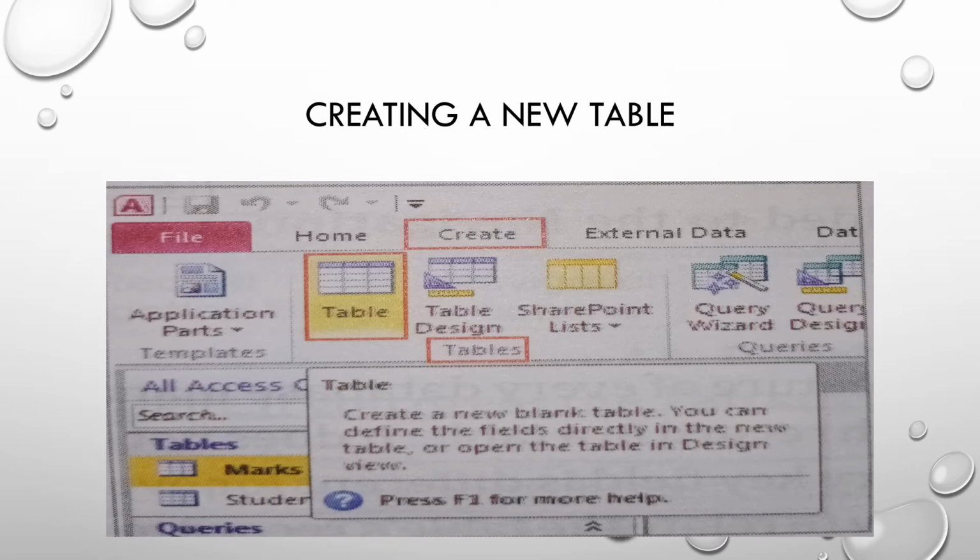A blank table will open in the design view, displaying three columns: field name, data type and description. A new tab named Design appears in the ribbon. Access automatically creates the primary key and assigns it to a field named ID with the data type AutoNumber. You will notice that a key symbol appears next to the field.